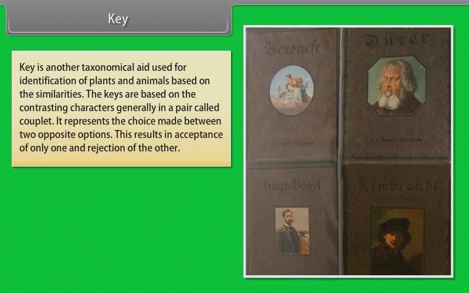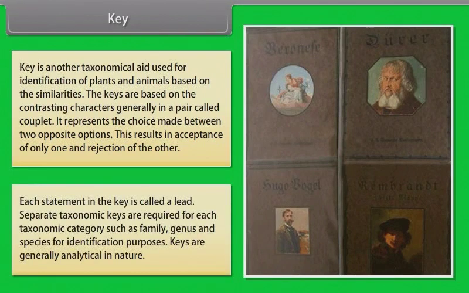Key: A key is another taxonomical aid used for identification of plants and animals based on similarities. The keys are based on contrasting characters, generally in pairs, called a couplet. It represents the choice made between two opposite options. This results in acceptance of only one and rejection of the other.